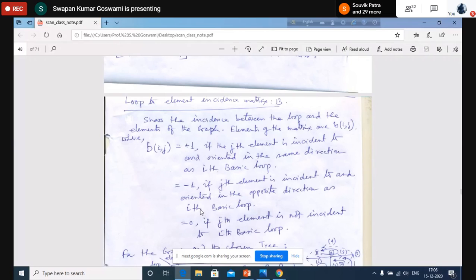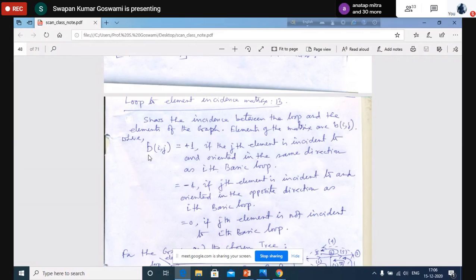Could you repeat this once? Yes, I will repeat. We are saying that I want to form the B matrix. What is the B matrix? It shows the incidence between a loop and the elements of the network. It means basically it will say which elements are forming a loop and what is the direction of the loop with respect to the direction of the element. This will be expressed by the B matrix.